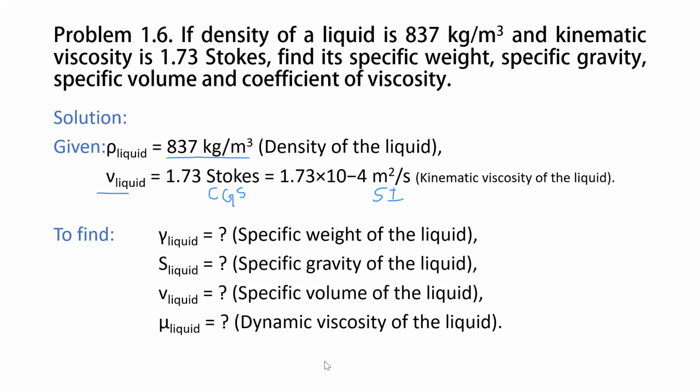Next, specific volume of the liquid. So small v in terms of meter cube per kg, it is the reciprocal of the density. Okay, so this you can directly find out by using 1 over 837 kg per meter cube.